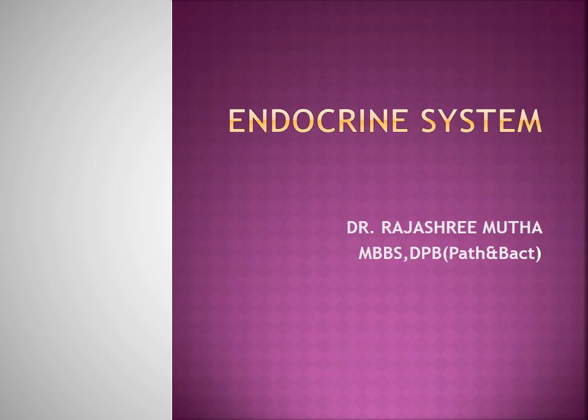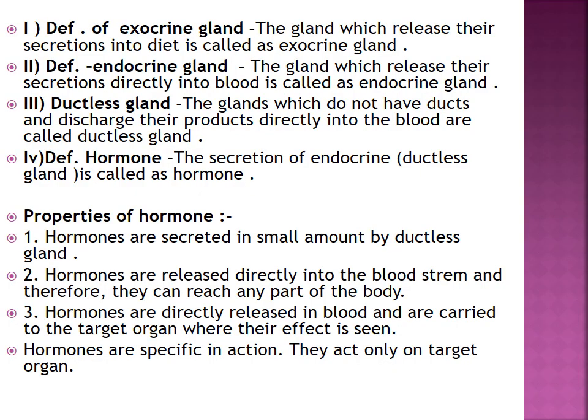Today we are going to study the endocrine system. So what is an exocrine gland? There are two types of glands. The exocrine gland is the gland which releases its secretions into a duct; these are called exocrine glands. Examples are the pancreatic gland or gastric glands.